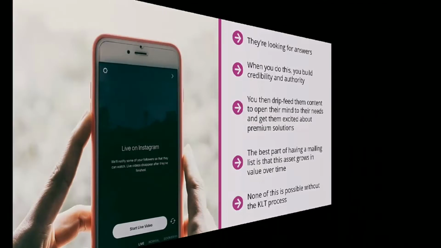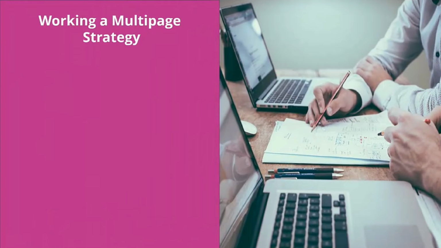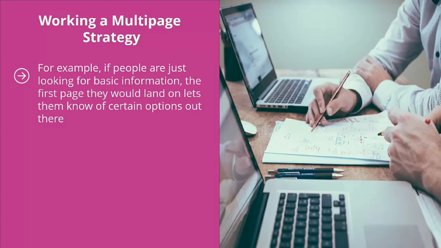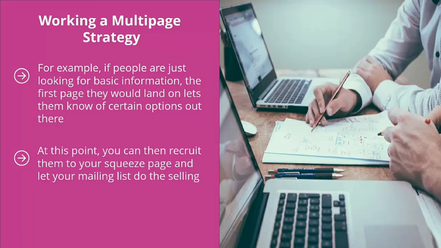You have to walk the visitor to the point where they trust you. Working a multi-page strategy, once you pull traffic from Instagram to a page on your site, you have to have links in that initial content that would take them to a page that would further build their trust. For example, if people are just looking for basic information, the first page they would land on lets them know of certain options out there. Once they are excited about a particular option, they can click another link that would take them to a page that talks about a specific type of option, which they obviously already like. This page then gives enough details that they build trust. At this point, you can then recruit them to your squeeze page and let your mailing list do the selling.